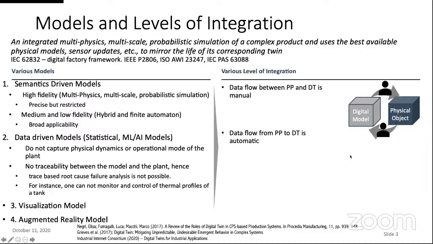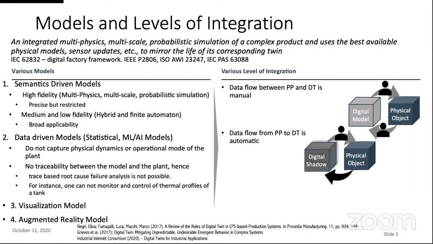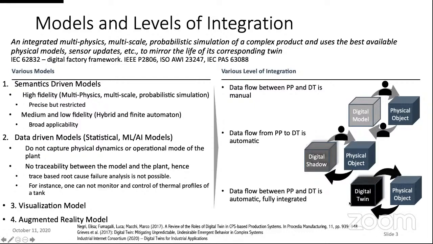The second one is called the digital shadow. Here, from the physical object, you get the data in real time, and the digital shadow fine tunes or takes a decision based on this data. But from the digital shadow going to the physical object, that is manual. Whereas the third one is where everything is automatic, and the digital twin replicates the physical object; that data flow is completely automatic.